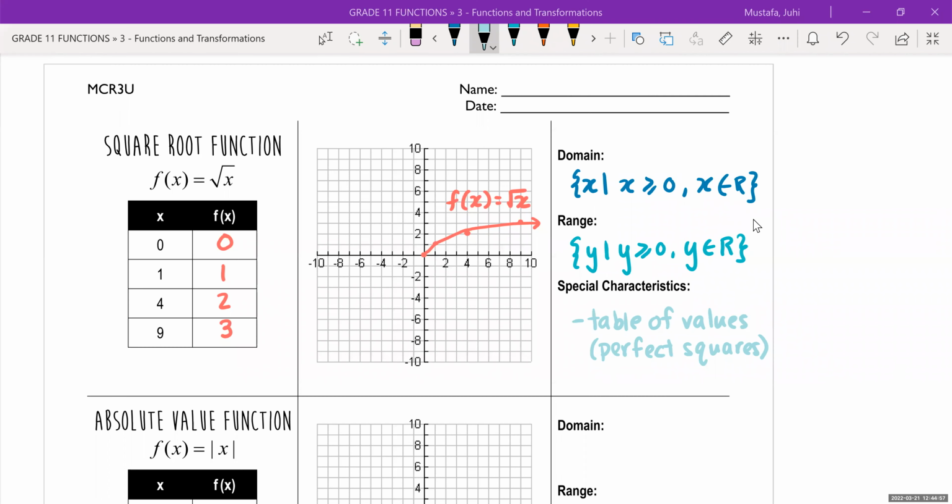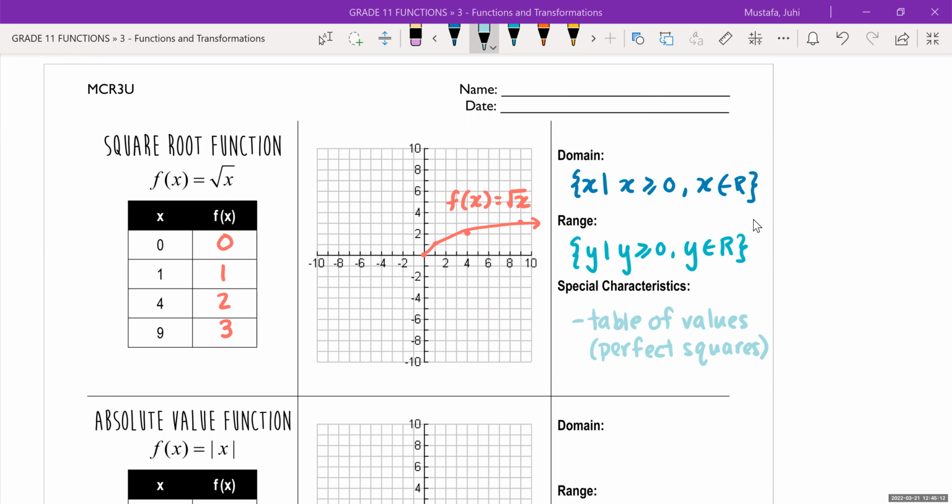Sarah? So what I just said while I wasn't on the microphone is that these are all our parent functions. So there are original functions before we do any transformations. And then for the rest of the week, we're going to learn how to do transformations on these.